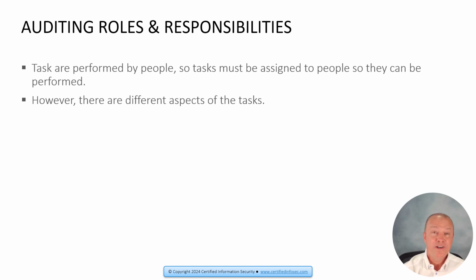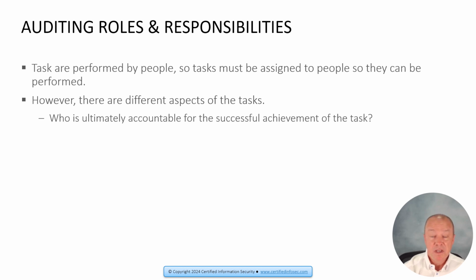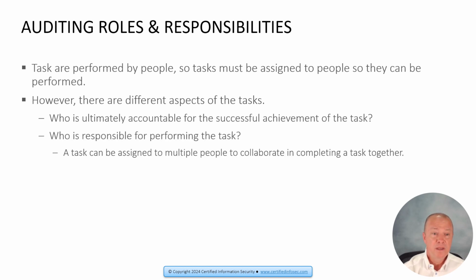However, there are different aspects of the task. For example, it could be that one person is ultimately accountable for the successful achievement of the task, but isn't the person who actually rolls up their sleeves to do the task. That person might be the person responsible for performing the task. So a task can be assigned to multiple people to collaborate in completing a task together and then signed off on by the person or people who are accountable for ensuring that that task was successfully done.